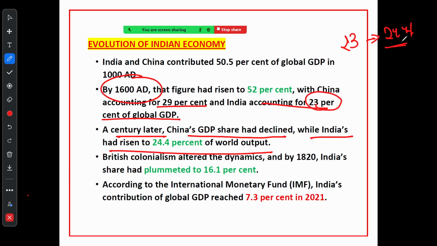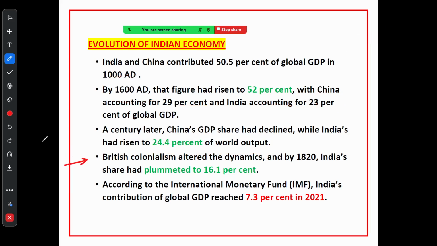Now let's talk about the colonial impact. Unfortunately, things took a turn for the worse when the British came to rule India. Their focus was on benefiting Britain, not India. Because of this, the Indian economy started to shrink. It went from being a major player in the world economy to a much smaller one. Right? You can see British colonialism altered the dynamics, and by 1820, India's share had plummeted to 16.1%. It is self-explanatory, right?